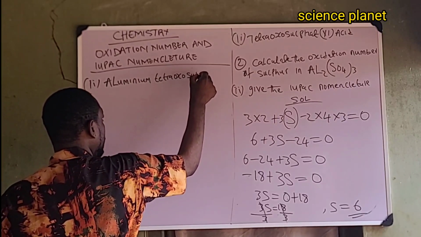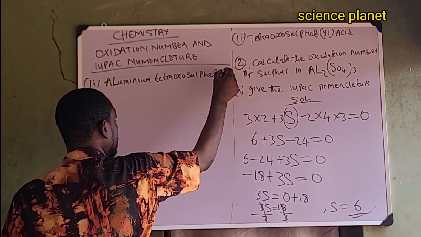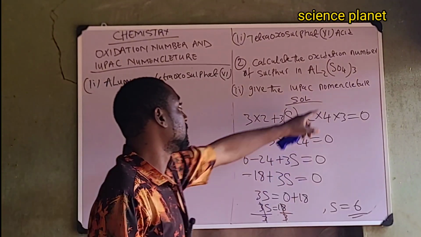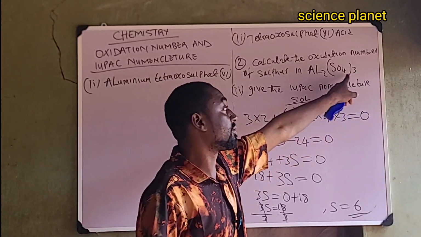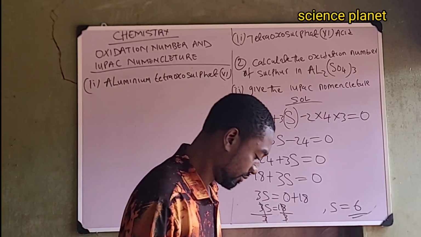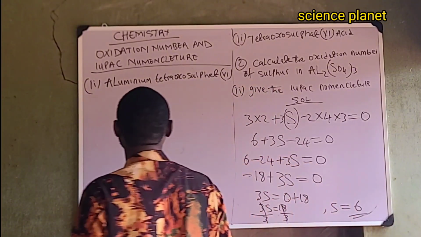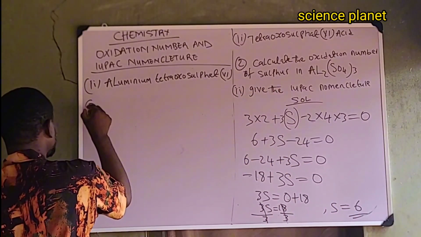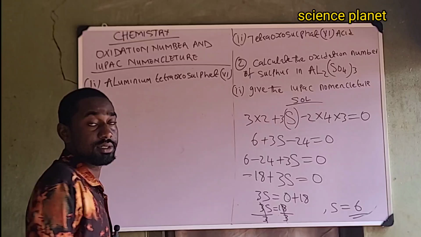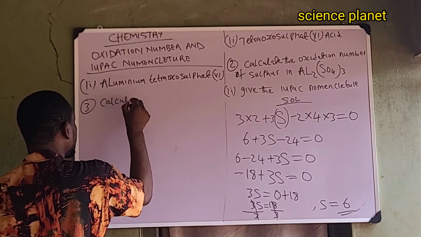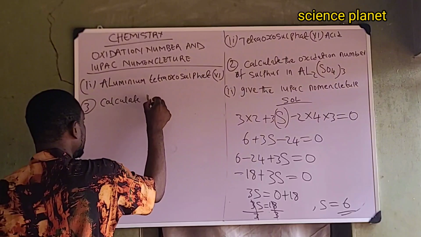So let's write it down. Aluminium tetraoxo sulfate 6. That is the answer. Very simple. 4 is tetra. Remember, 4 is tetra, 3 is tri. So the 4 there is the tetra. So that is just the answer. Let's go to the next question.